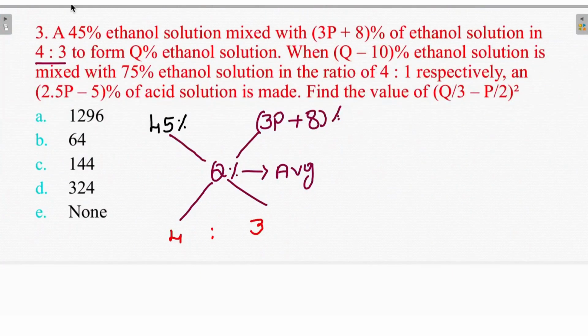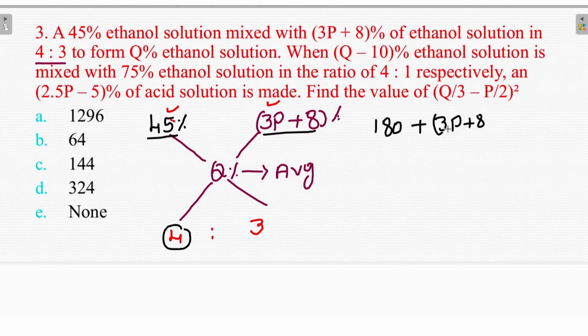So here also, even if I don't know which one is the big number and which is the small number, I will take the average. How to find the average? Total 45 percentage marks, 4 members. Then the total will be 45 into 4, 180. Plus the 3p plus 8 percentage into 3. I am not writing the percentage sign because both sides have percentage, no worry about that. It is equal to the average. The average I am getting is Q.